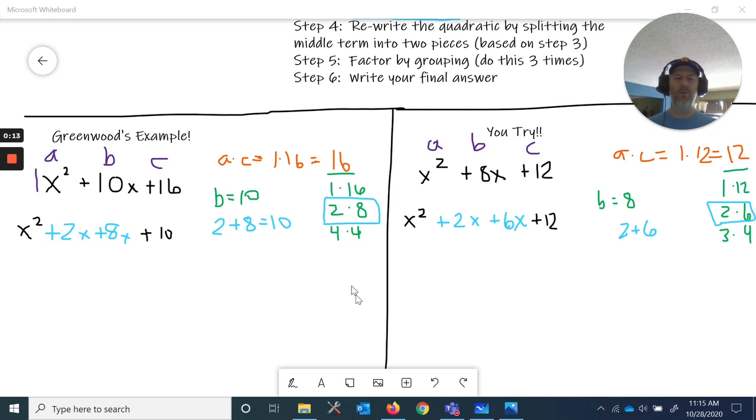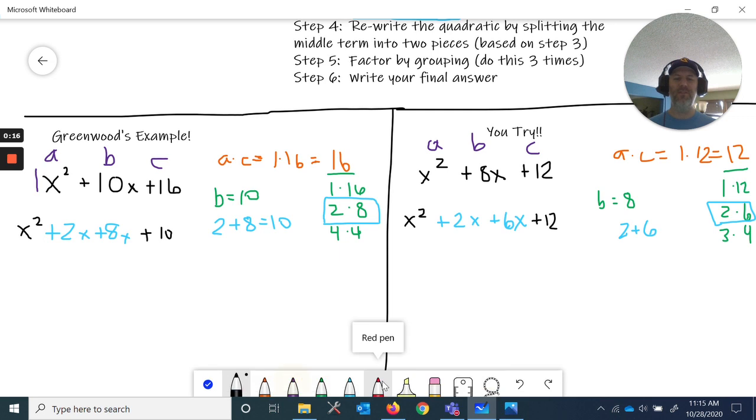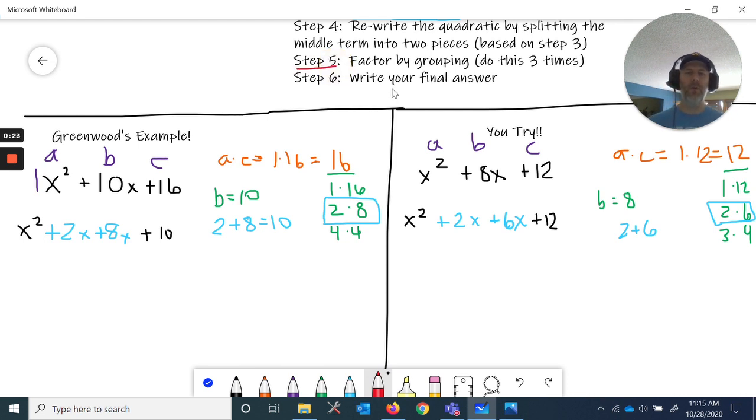So we can talk about doing steps 5 and 6 within splitting the middle term to factor our quadratics. Step 5 is to factor by grouping. We're going to do 3 factor by groupings, and then we'll write our final answer. In the last video, we talked about how to get to step 4, and now we're going to continue on. I will show you what this looks like.